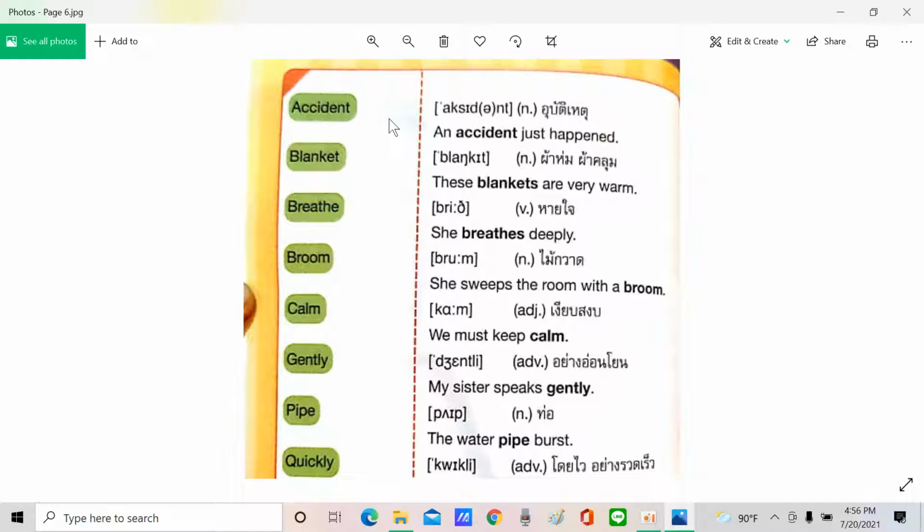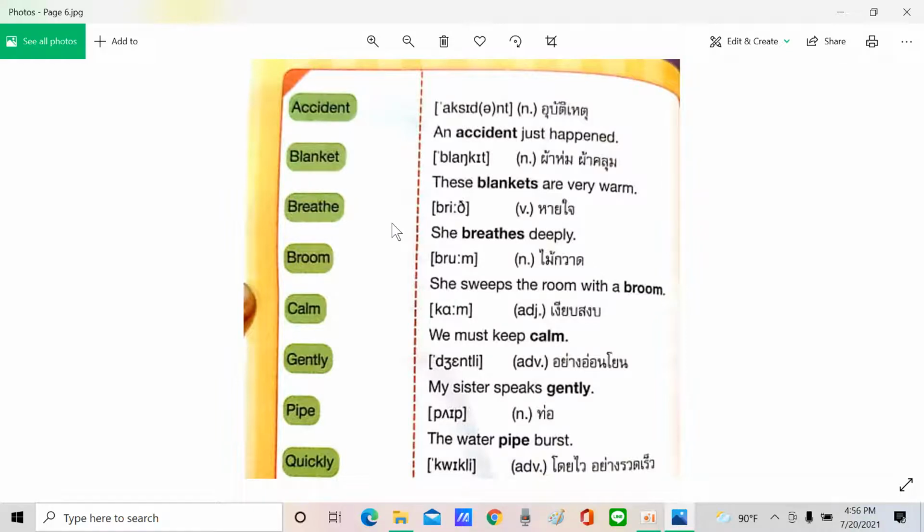And you will understand more about the word accident since there is a Thai word on this page, so you will be able to understand what is accident. The next word that we have is blanket. Blanket is made of cloth or fabric that we use to cover our bodies when we sleep, when we feel cold. So that is blanket.